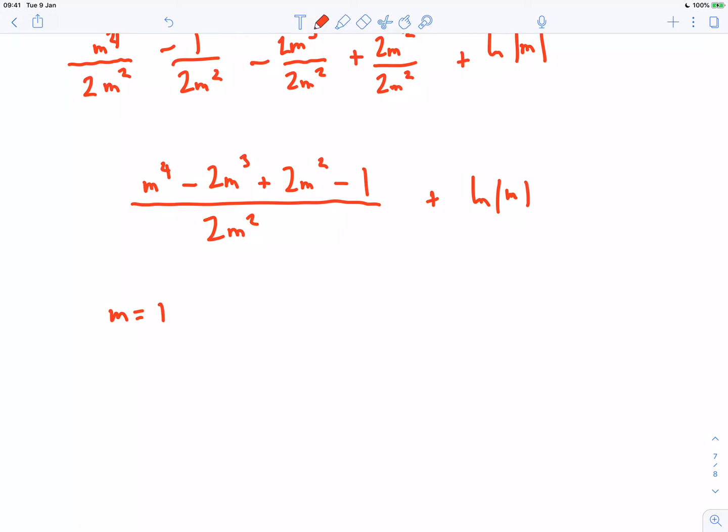is 1, that's a factor, because 1 to the 4 is 1, minus 2 lots of 1 cubed is minus 2, plus 2 lots of 1 squared is plus 2 minus 1. Well, they cancel and they cancel. So m equals 1 is clearly a factor.